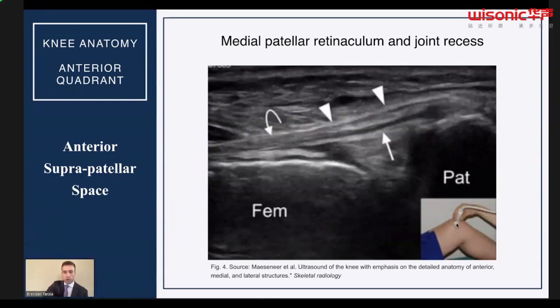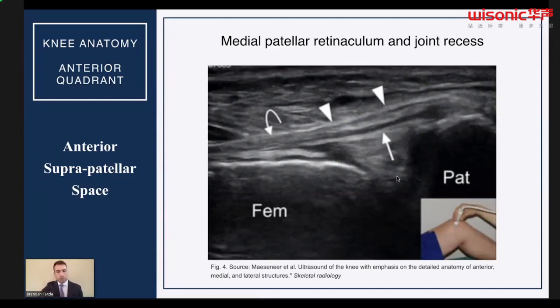And then you can see in this image where it's going to be. So where you're going to hold the probe, it's going to be perpendicular to that femur right there. Here we see the femur, we see the patella, and this right here is a picture of the medial patellar retinaculum. And you can actually see the medial joint recess as well. So that suprapatellar recess that we looked at before, you can have some fluid go on both sides, laterally and medially as well.